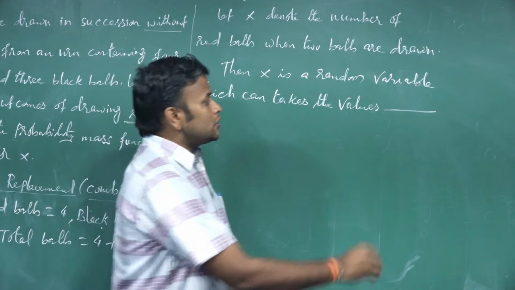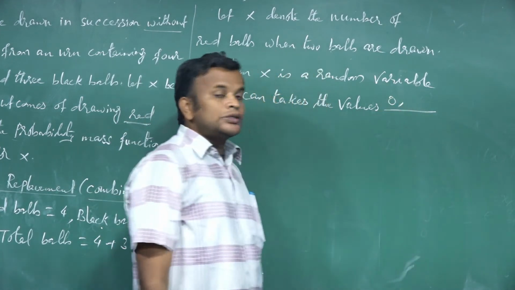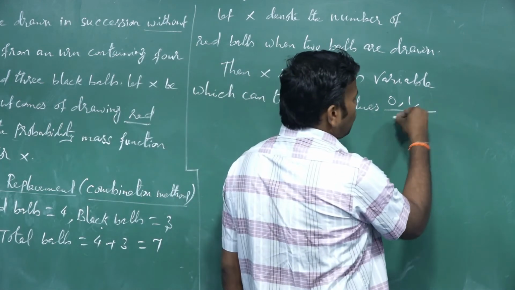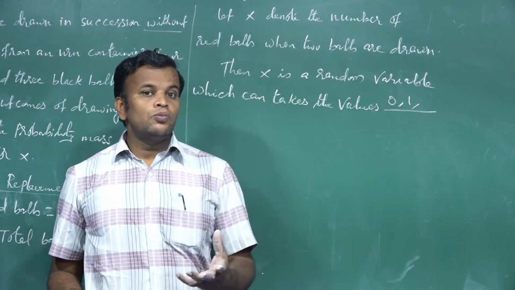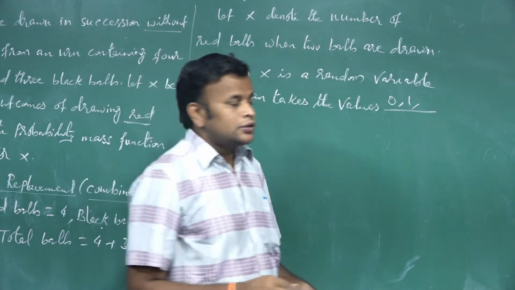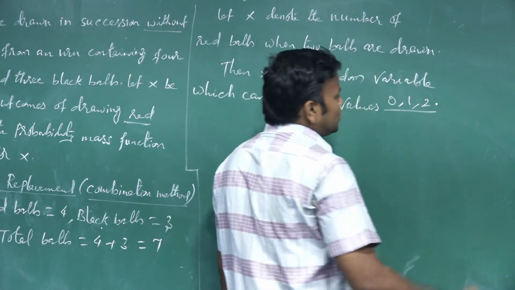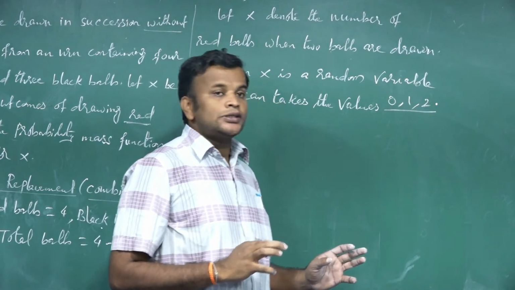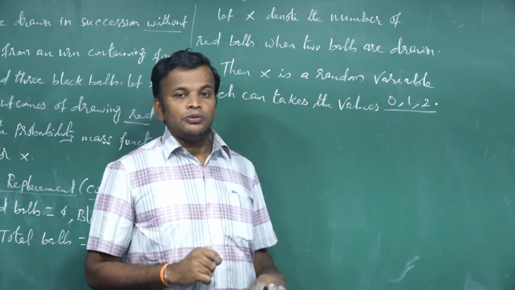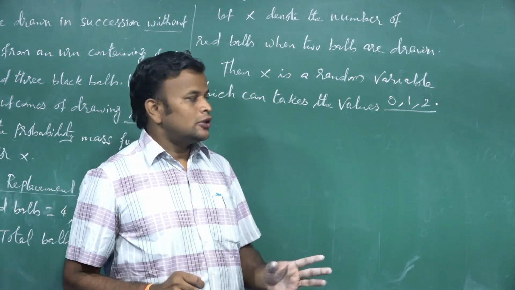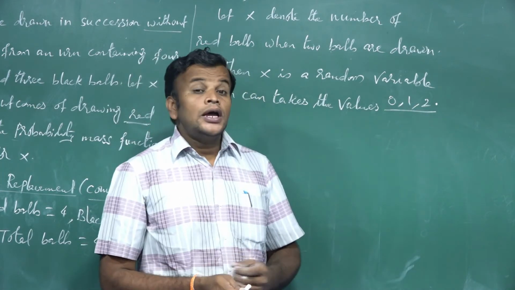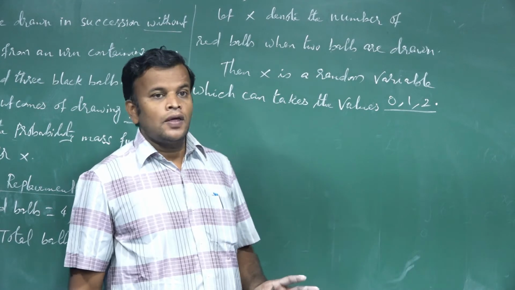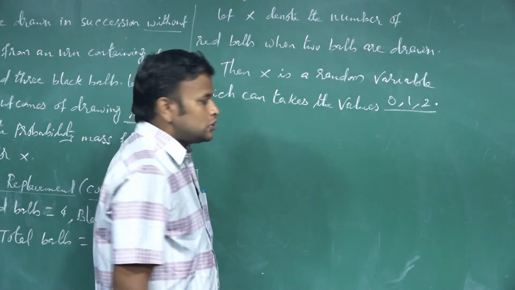One possible value is 0. 0 means both balls are not red, that is, both are black. 1 means out of 2 balls, one is red and the other is black. The last one is 2, that is, both balls are red. So these are the possibilities. Except these 3, no other value is possible because we take just 2 balls. So these are the values of the random variable. Now we find the probability of each value. First, the value 0.